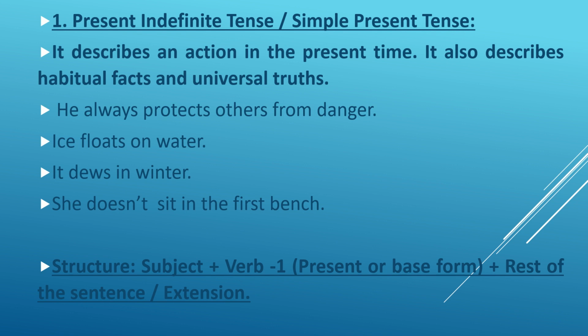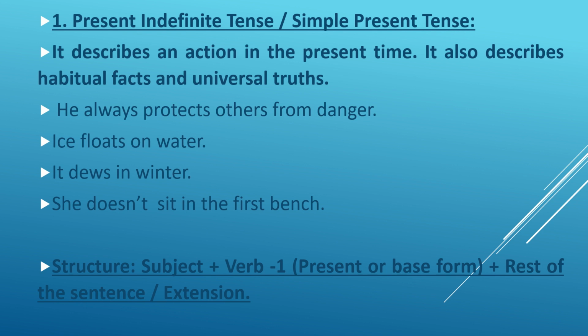So there are some examples where you can easily get the information about the present indefinite, and I have also shown you the structure here. First of all, examples: he always protects others from danger. Ice floats on water, universal truth. It dews in winter. She doesn't sit in the first bench, habitual fact.